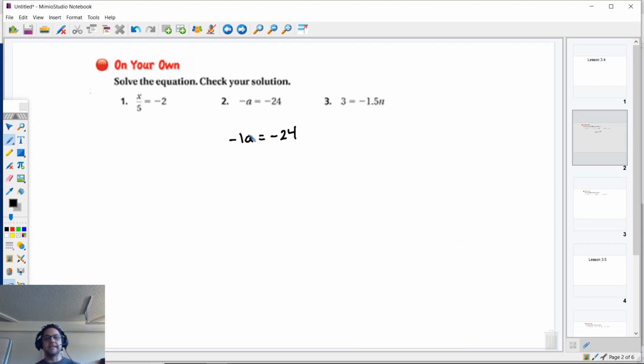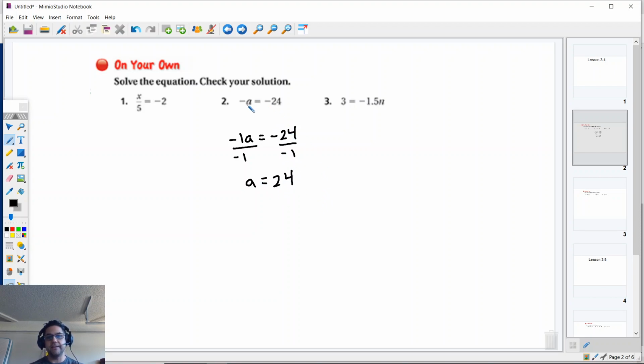This problem is like multiplication: negative 1 multiplied by whatever value of a is. So the inverse operation is to divide. I'm going to go ahead and divide by negative 1. So a is going to be equal to, negative divided by negative is a positive, 24 divided by 1 is 24.